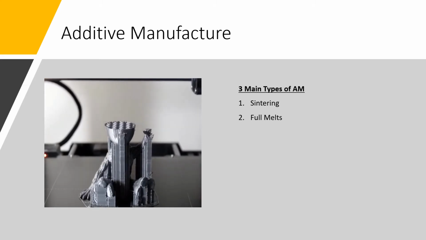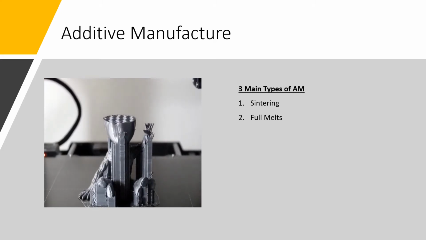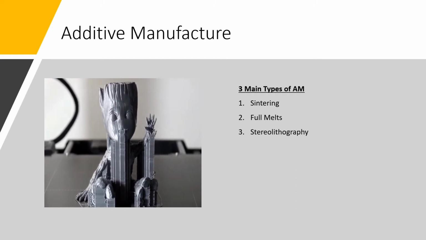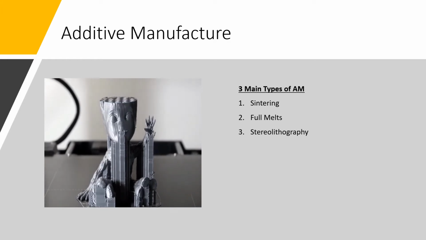The second AM technology fully melts the material. This includes direct metal laser melting, which uses a laser to melt layers of metal powder, and electron beam melting, which uses electron beams to melt the powders. The third broad type of technology is stereolithography, which uses a process called photopolymerization, whereby an ultraviolet laser is fired into a vat of photopolymer resin to create torque-resistant ceramic parts which are able to endure extreme temperatures.